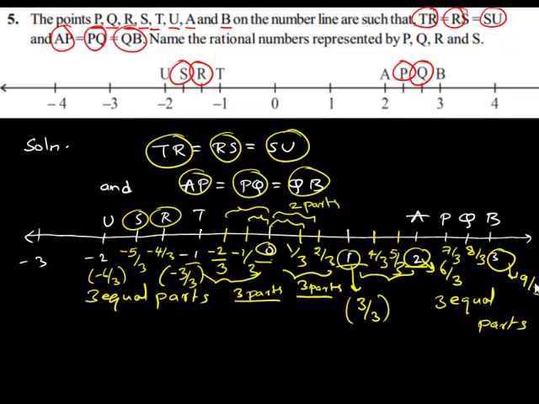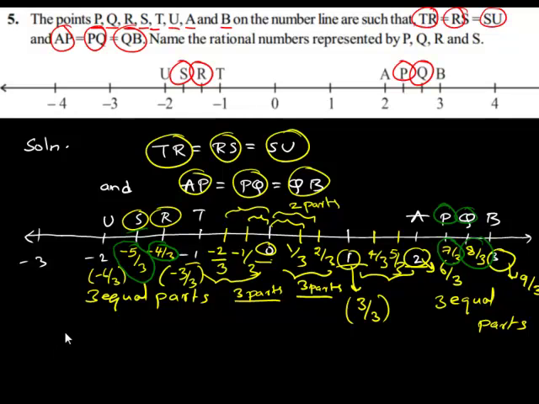Now let us see what are the rational numbers represented by P, Q, R and S. As you can see here, R is represented by negative 4 upon 3 and S is represented by negative 5 upon 3. Similarly, P is represented by 7 upon 3 and Q is represented by 8 upon 3.